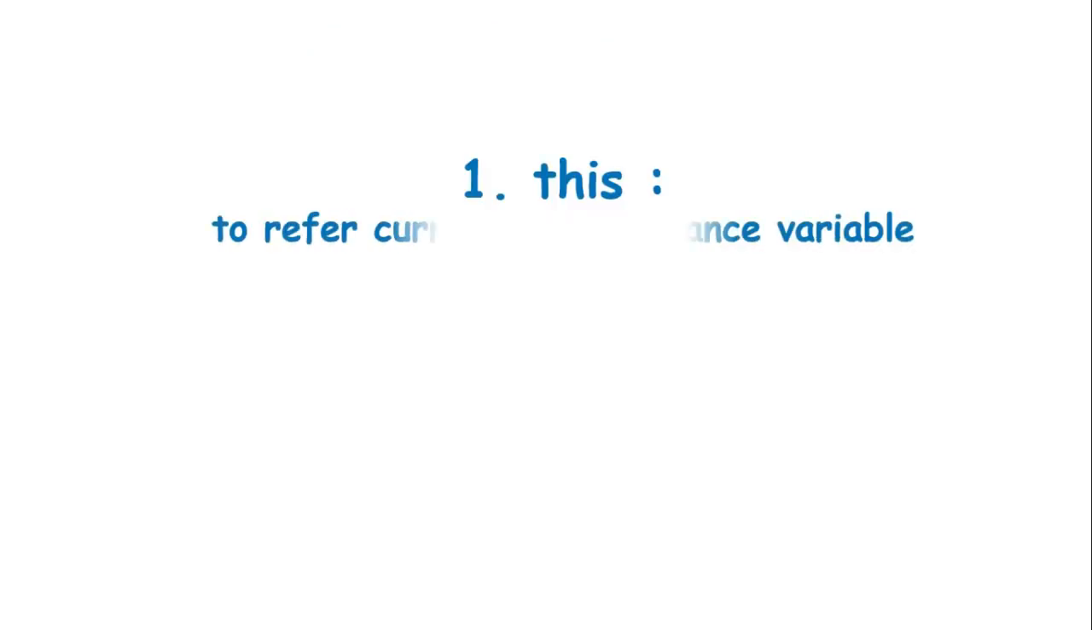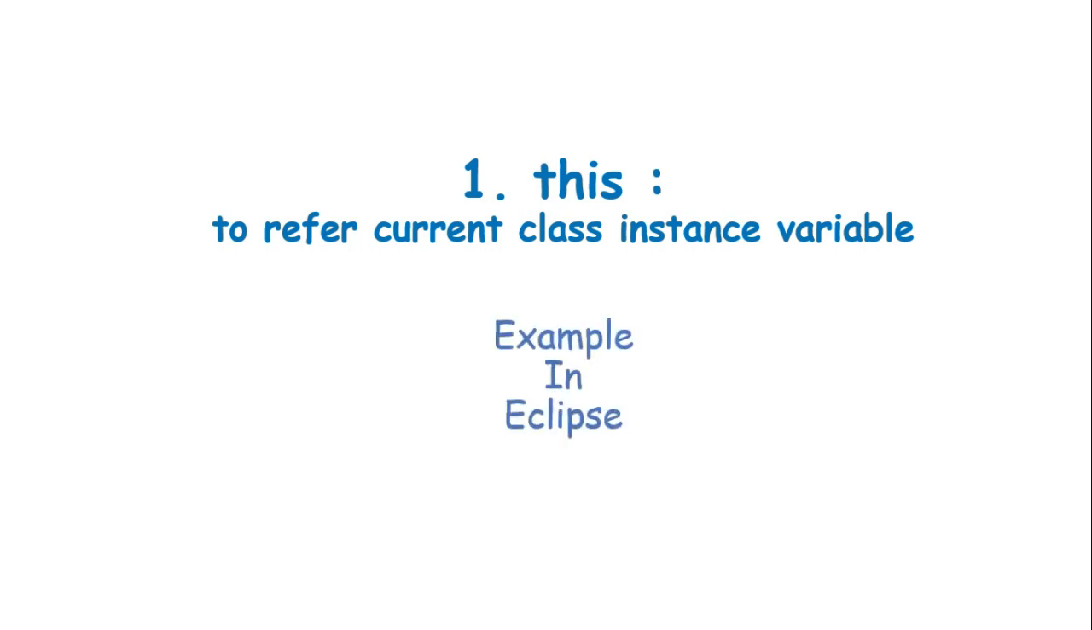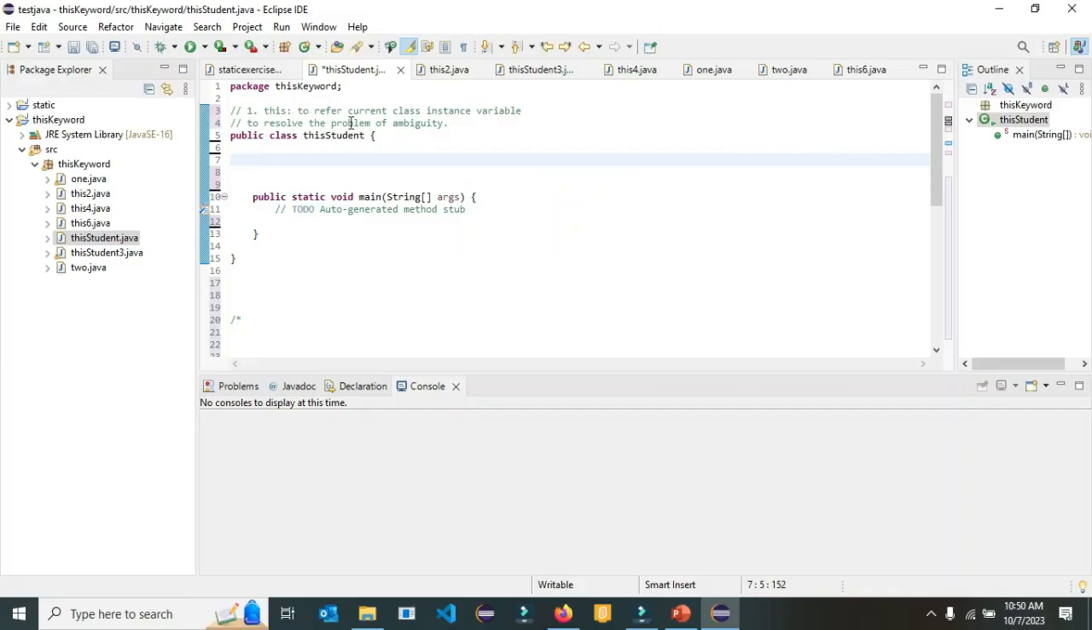Let's see the first this. The first this is to refer to the current class instance variable. The purpose of this is to resolve the problem of ambiguity.